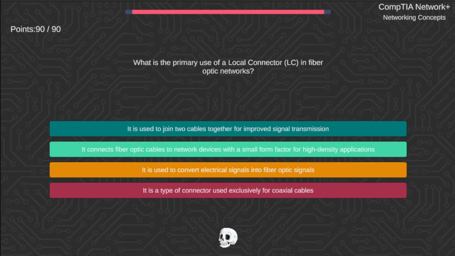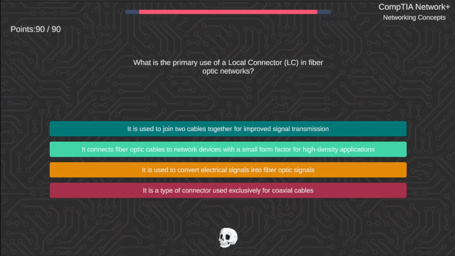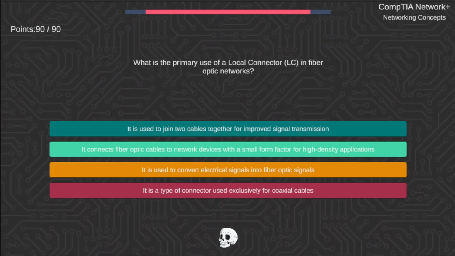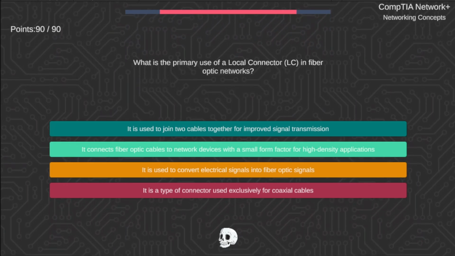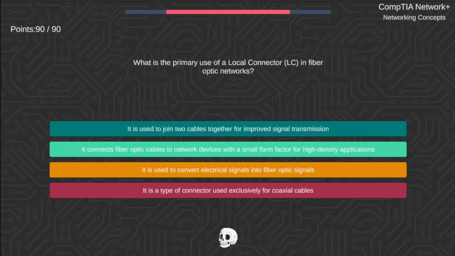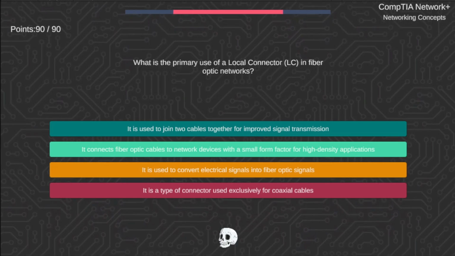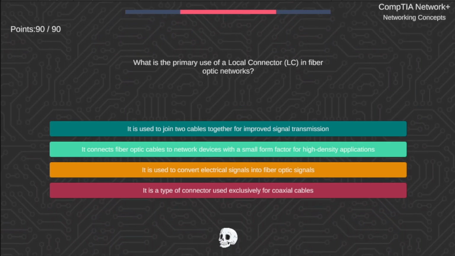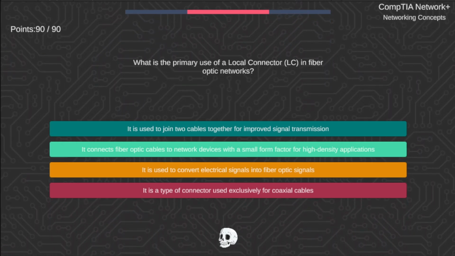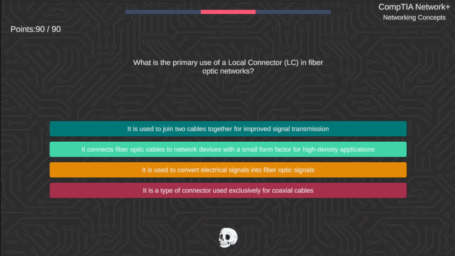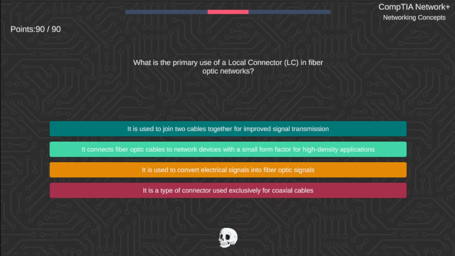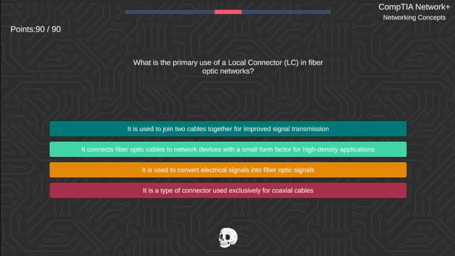What is the primary use of a local connector, LC, in fiber optic networks? It is used to join two cables together for improved signal transmission. It connects fiber optic cables to network devices with a small form factor for high-density applications. It is used to convert electrical signals into fiber optic signals, or it is a type of connector used exclusively for coaxial cables. A local connector in fiber optic networks.